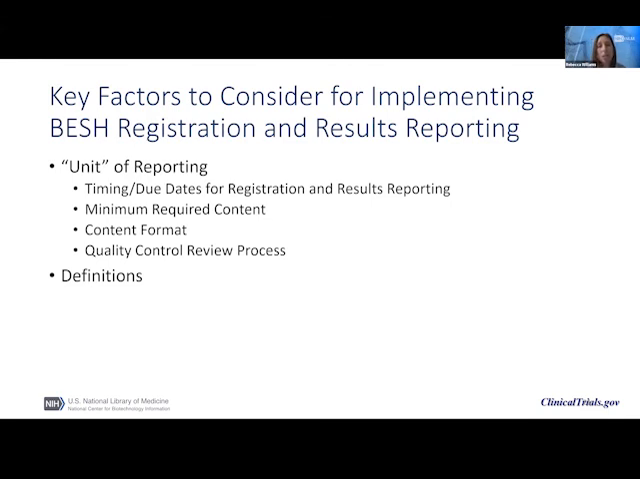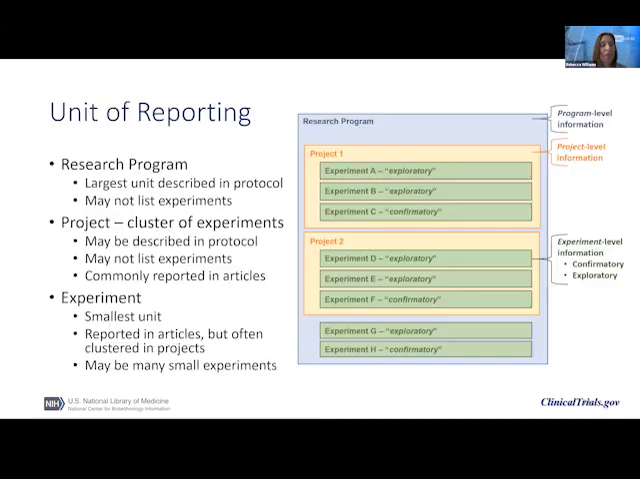I'm not going to go into detail on the sub-bullets, but I just wanted to further clarify this concept of unit of reporting. It's really a way to abstract out some of the things that Elisa was describing in the case studies themselves. What we observed overall, and it's different for every type of study we looked at, was that there was often a research program, something broader, that describes the largest unit that might be described in a research protocol.